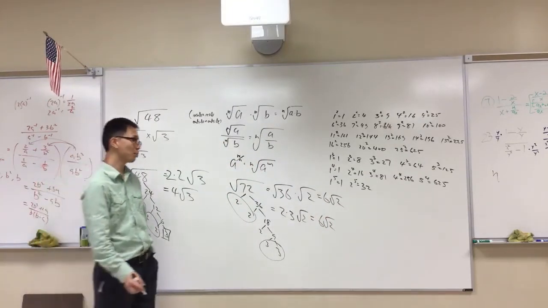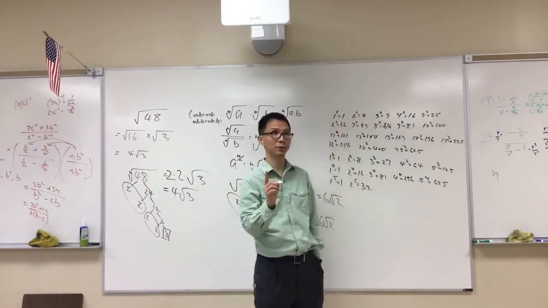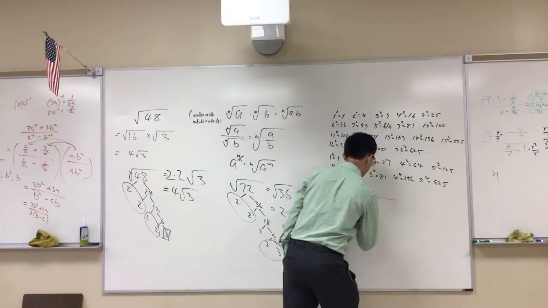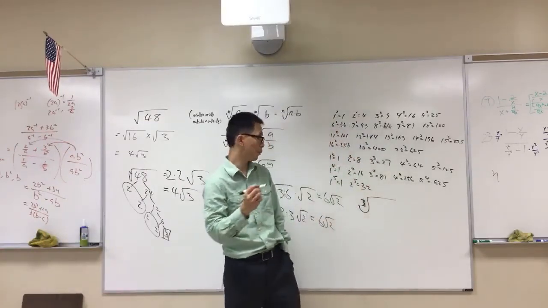So what if I get more complicated? Yes, you can get more complicated. What if I do third roots? So third roots, okay, third roots of 48.